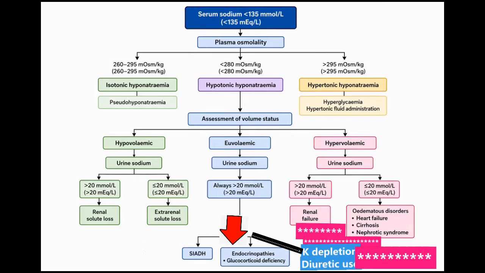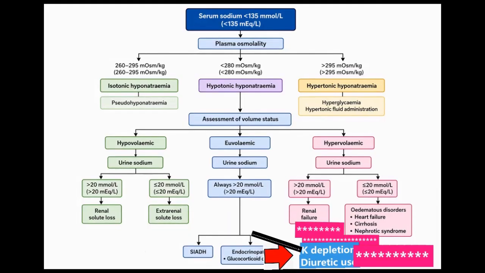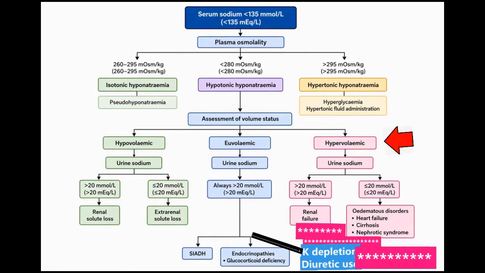Endocrinopathies. Always exclude endocrine disorders before diagnosing SIADH. Examples include glucocorticoid deficiency, adrenal insufficiency. Hypothyroidism, although not shown clearly in this figure, is also an important cause. Potassium depletion. The flowchart also reminds us that potassium depletion, diuretic use, can contribute to hyponatremia and should always be considered during evaluation. C. Hypervolemic hyponatremia.